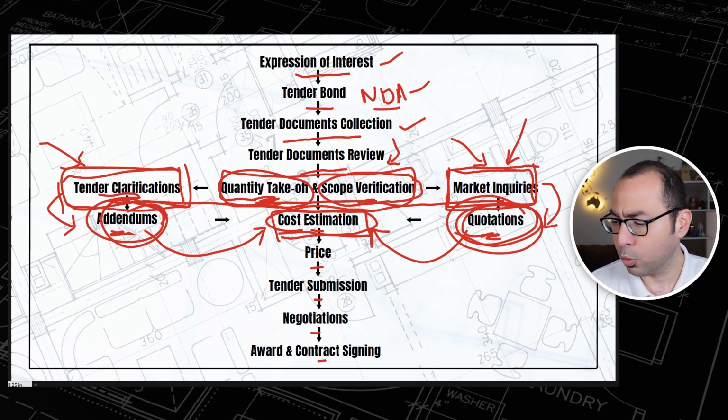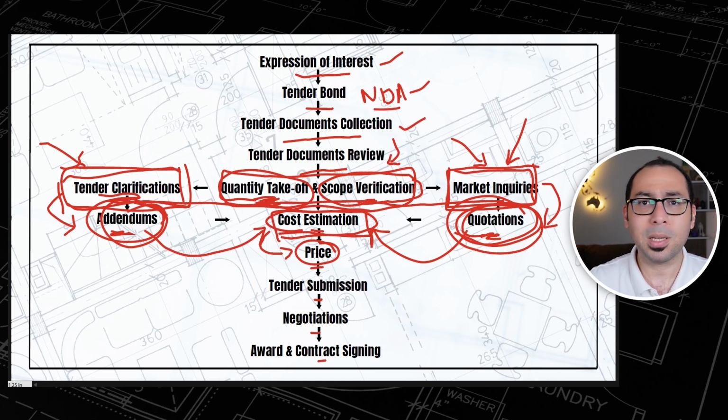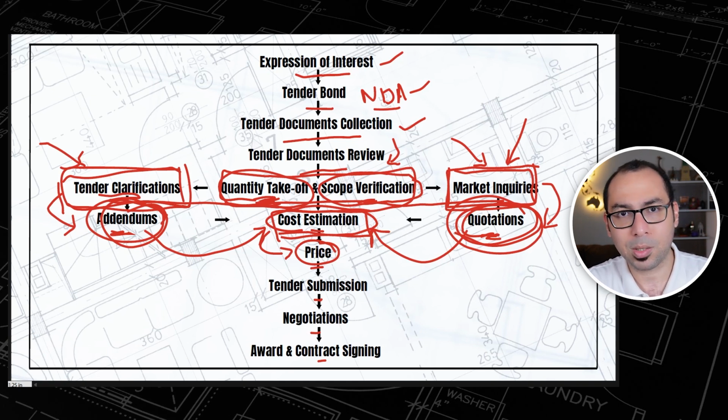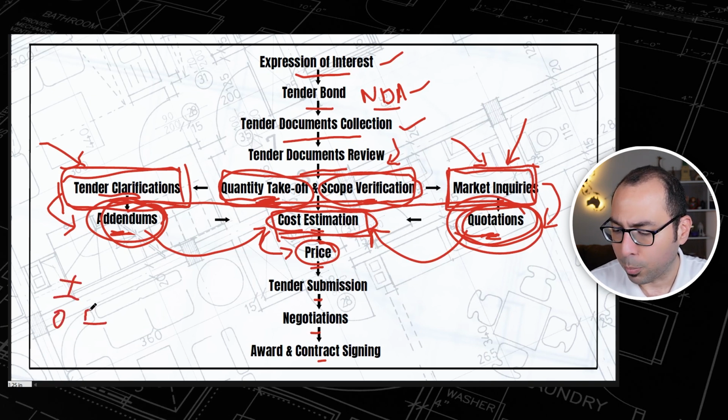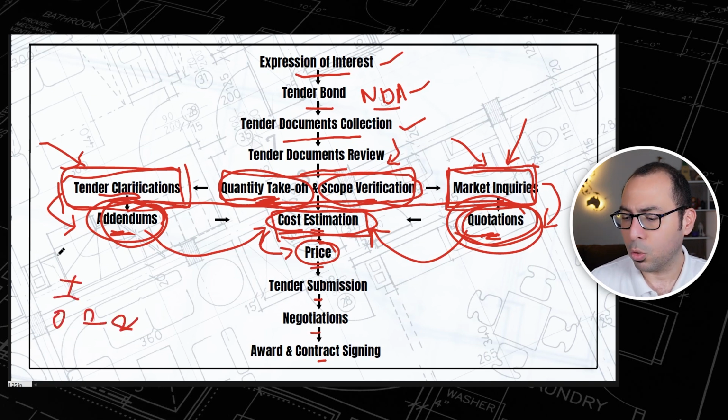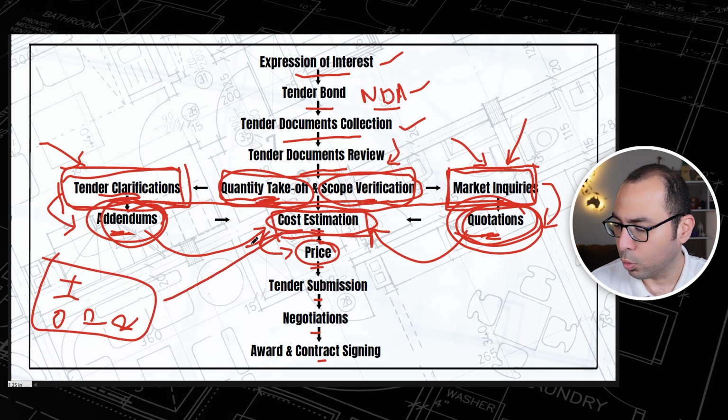But after you have your cost estimate ready, then you will go to the price. And what's the difference between the cost and the price? The price is equal to your cost plus your margins. And your margins will be the overhead and the profit and the risk margin. So you will add these three margins to your cost to get your price. And this is the price that will be submitted.